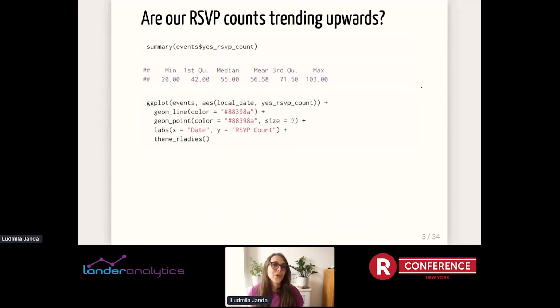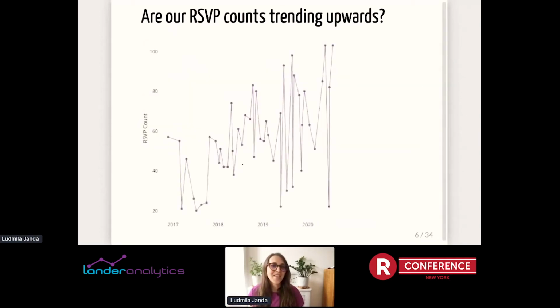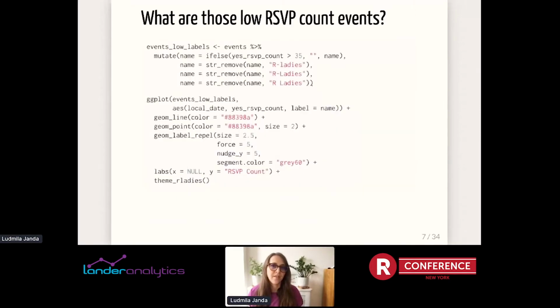So I made this graph and I saw that actually it looks like RSVP counts are super jumpy and there's some really low ones. So I got curious, what are these low events? So I went ahead and just labeled events with less than 35 RSVPs.